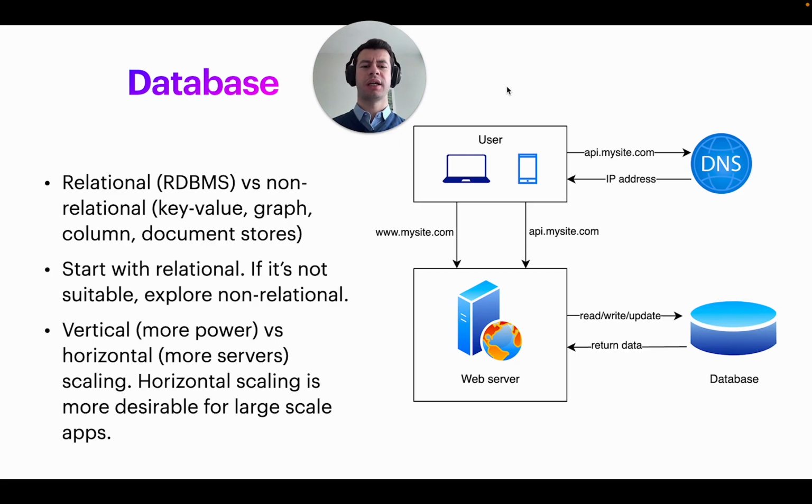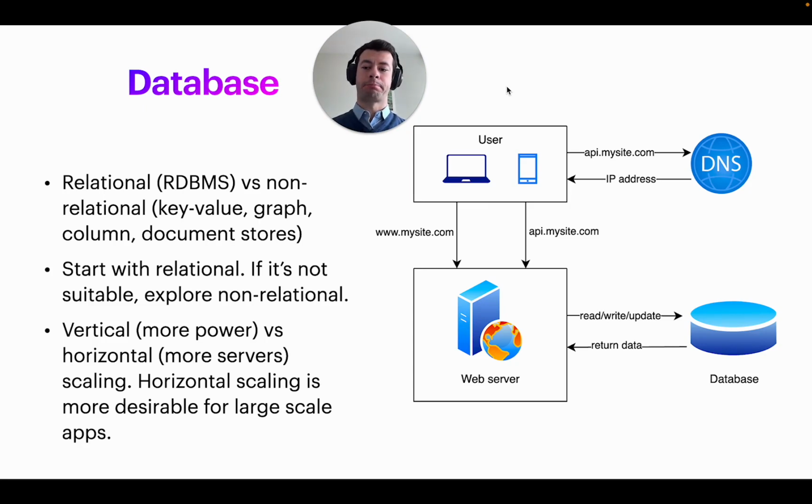So usually, when designing an application or a system, I would start with a relational database, unless the requirements strongly suggest that I shouldn't. The reason for that is that they've been around for many decades. They've been used and tested, and they stood the test of time. So it's a good starting point. But obviously, if you have requirements that can't be satisfied by those, you're going to have to explore non-relational databases.